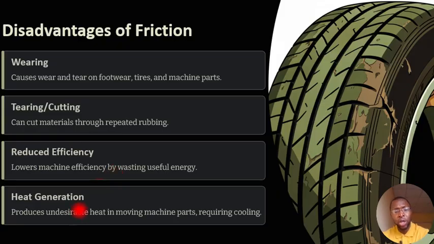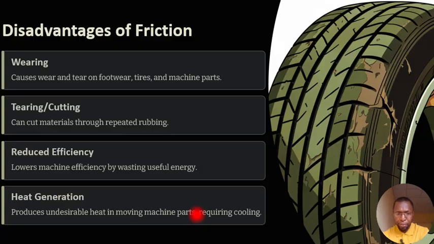And lastly, friction generates heat. When there is too much rubbing of parts, too much rubbing of part surfaces, it gradually leads to generation of heat, especially in machine parts. And this heat also can cause discomfort in the company or industry. So it can even destroy the machine with time. So these are some of the disadvantages that friction has.